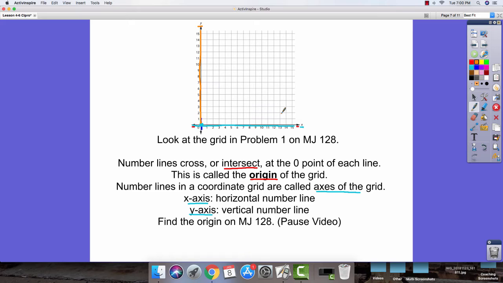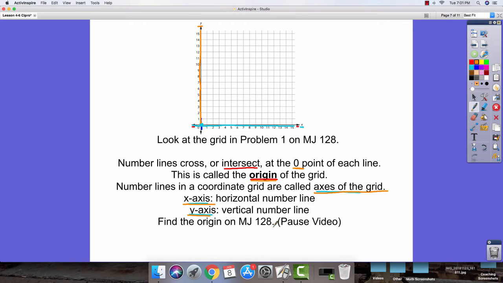So pause the video, fill in those blanks. So again, the number lines cross or intersect at the 0 point of each line. This point is called the origin of the grid. And the number lines in a coordinate grid are called the axis of the grid. The horizontal number line is the x-axis, and the vertical number line is your y-axis.